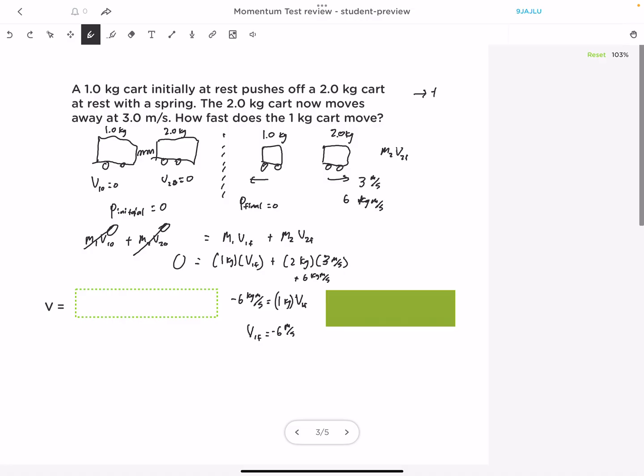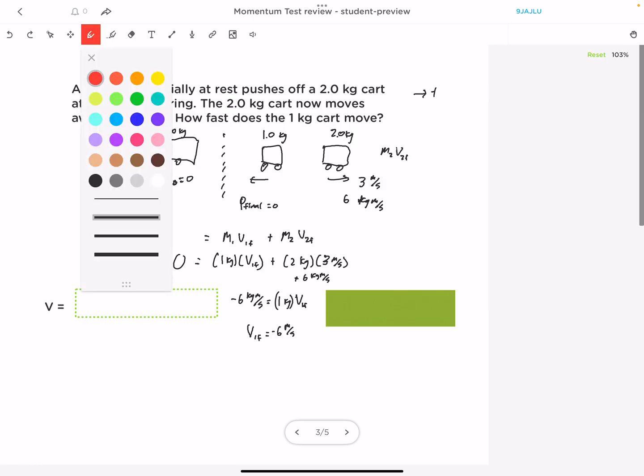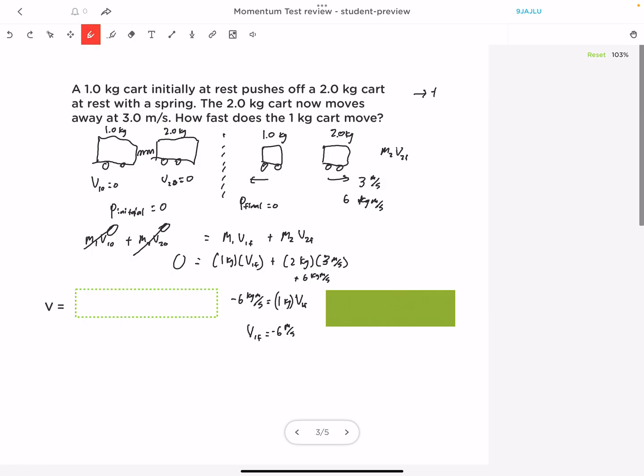Therefore, the final momentum has to be 0 because there's no external forces. That spring in between the carts, that's considered an internal force, right? Because we're looking at the entire system. Yeah. So we're looking at the entire system, right? So the cart spring system, right?